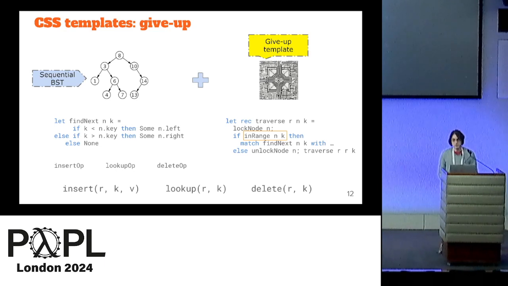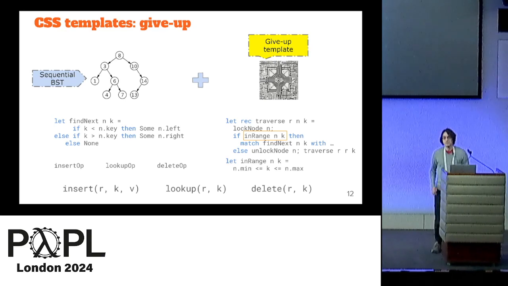So the way that the give up template deals with this is that we have an extra check called in range that we have to perform each time we get to a new node. And if that check fails, we just start the whole thing over. So you can see here we make a recursive call to traverse all the way back at the root node R. So hence give up. And that in range function is something that we need to implement as part of this template to finish specifying this function. And it's just we annotate each node in the data structure with a minimum and maximum key value that can appear in, in this case, its subtree. And we check that the key we're looking for is in that range.